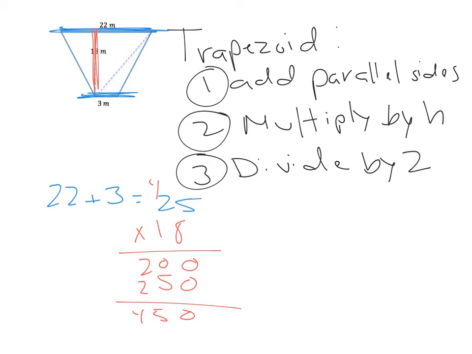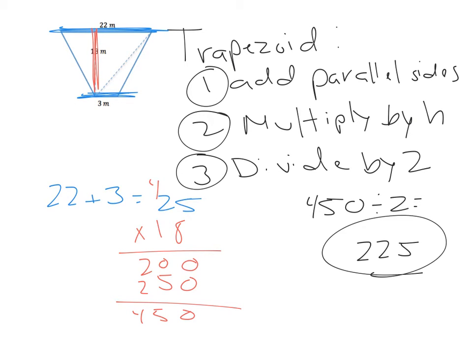Okay, last step, divide by 2. So 450 divided by 2 gives us 225 for number 3. So number 3 is 225.